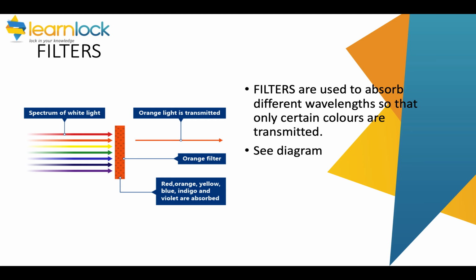Filters are used to absorb different wavelengths so that only certain colours are transmitted. If you look at the diagram here, an orange filter allows all of the colours to be absorbed apart from orange light which is transmitted.